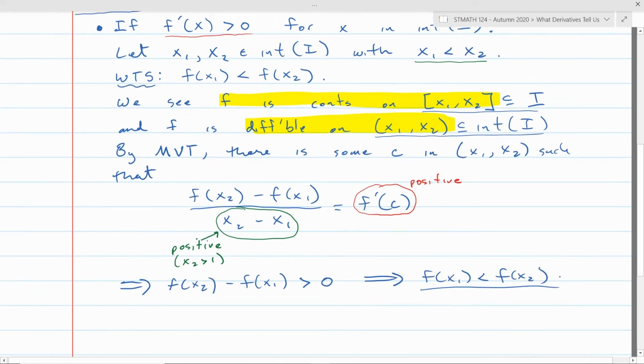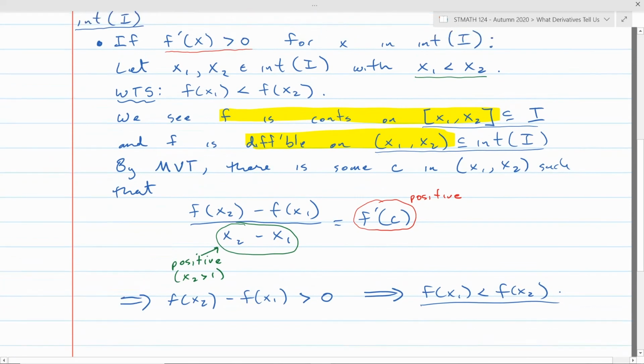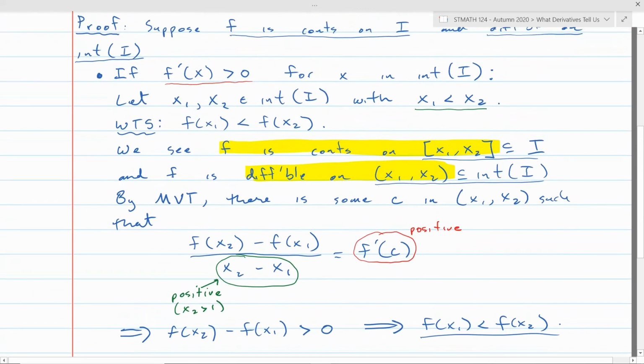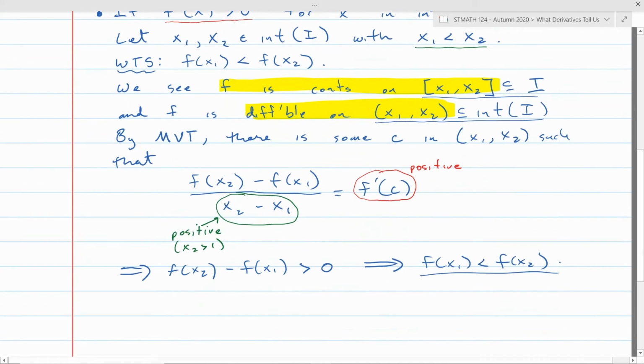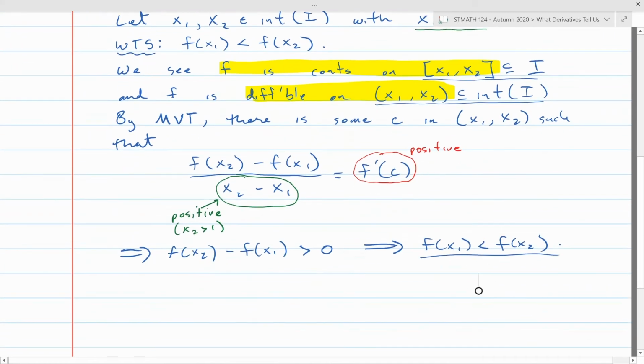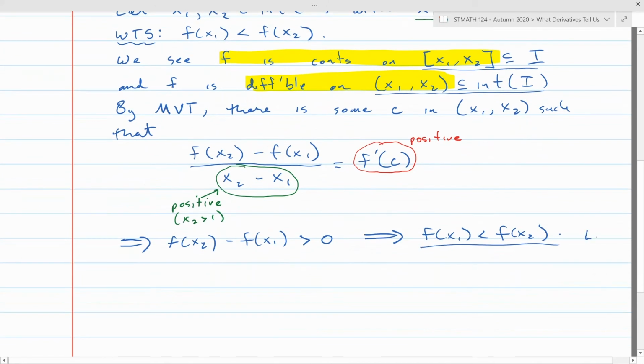The argument for when the derivative is negative would be exactly the same, except the part that I've circled in red would be negative, but I would still have positive in the denominator on the right-hand side, so that would force the numerator to be negative, which would force the opposite inequality: f of x1 would have to be greater than f of x2. So that's how that proof goes down.